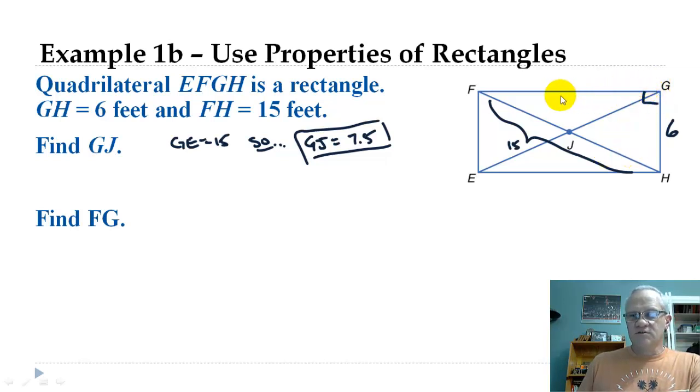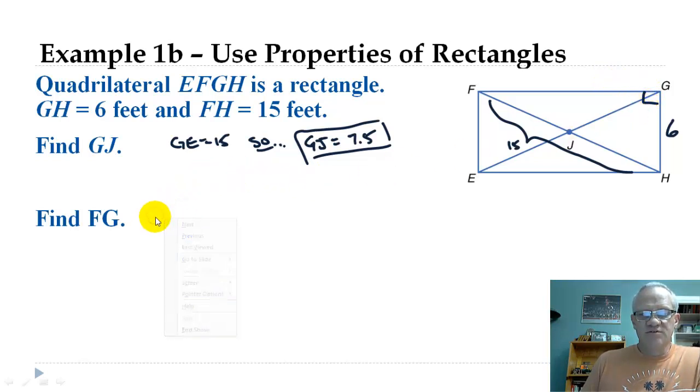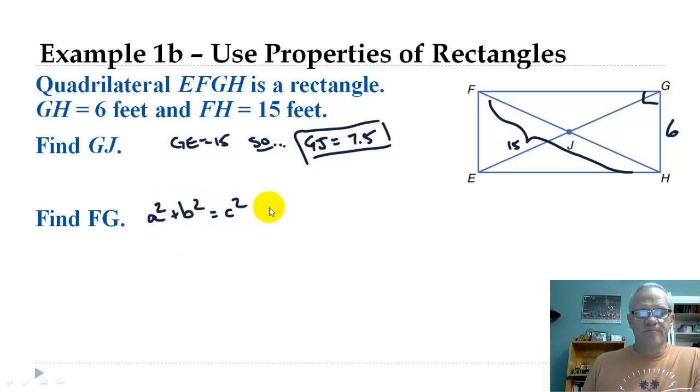And if you just look at this triangle right here, you have a side that's 6 and you have a side that's 15. And you know this is a right triangle. Well, guess what? There is a thing that we should have learned somewhere in the past called the Pythagorean theorem. What you can use when you have a right triangle is the Pythagorean theorem. If you remember, that formula was a squared plus b squared equals c squared.